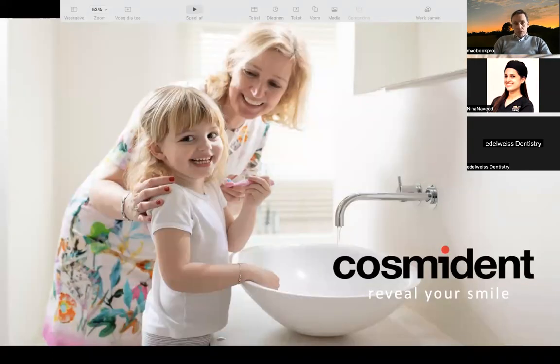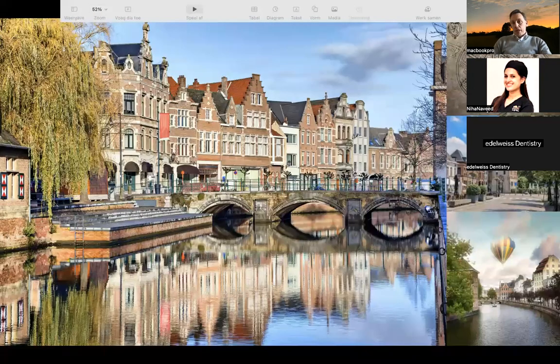A few things about myself and the office. The office is named Cosmident. Our slogan is Reveal Your Smile. You see some nice pictures from the area where we're operating every day. This is Leer. It's a little town south of Antwerp. For those who want to visit us, you're more than welcome. It's a very beautiful town. It is called a little bit Little Bruges, for those who know Belgium's Bruges with the canals. It's the same kind of town, but a little bit smaller.